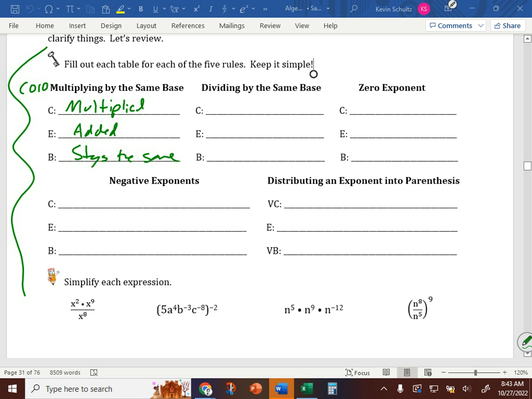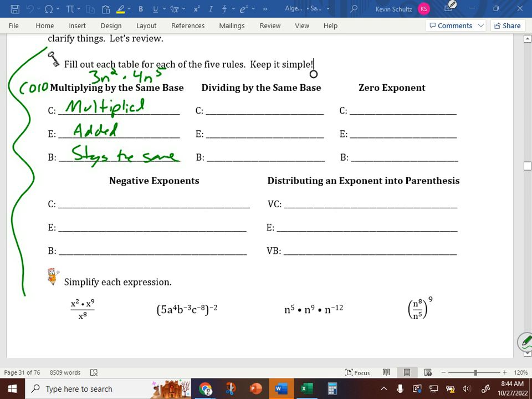Now, one thing kids in 8th grade ask is, how do you know which rule to use when? That's a valid question, right? So what does multiplying by the same base look like? What does that type of expression look like? You're going to see a multiplication symbol there, right? If you've got 3n squared times 4n to the 5th, you see that multiplication symbol. You see that you are multiplying, right? And so that's going to clue you into multiplying by the same base.